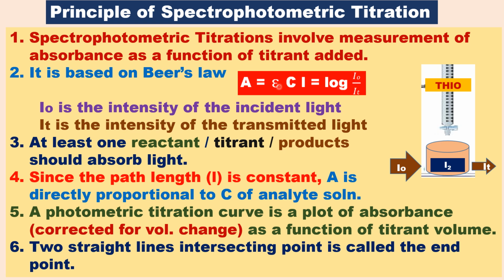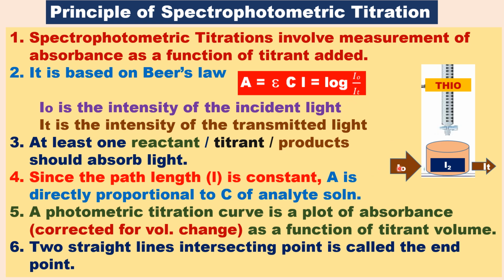According to Beer's law, the absorbance is equal to epsilon C l, where epsilon is the molar absorption coefficient. It is a constant for a given substance. C is the concentration in moles per liter. l is the path length. The path length is constant in this case. Absorbance is equal to log I naught by I t.